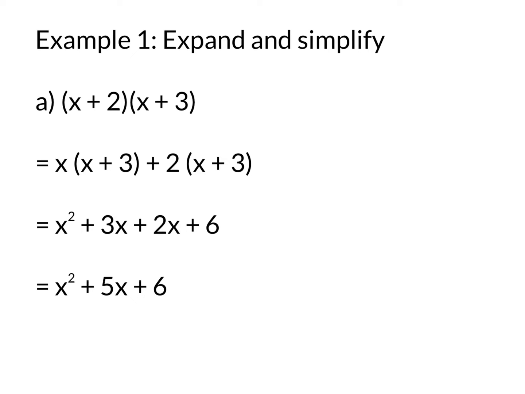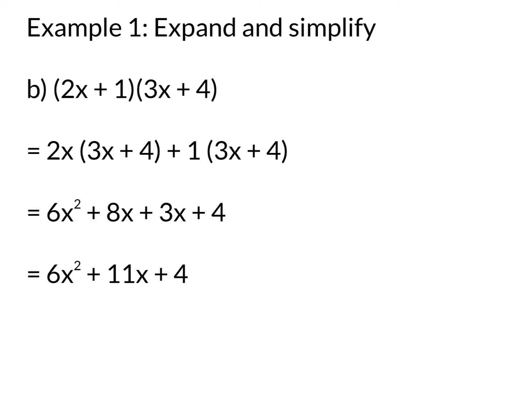So when you expand, as was stated, you multiply everything in the first bracket by everything in the second bracket. And the way to do this is from the first bracket, you take the x and you multiply it by the second bracket, the x plus 3. And then from the first bracket, you take the plus 2 and multiply it by the second bracket. And then you expand each of those brackets. So x times x is x squared, x times 3 is 3x, 2 times x is 2x, and 2 times 3 is 6. And finally, to simplify, you collect like terms, giving you x squared plus 5x plus 6.